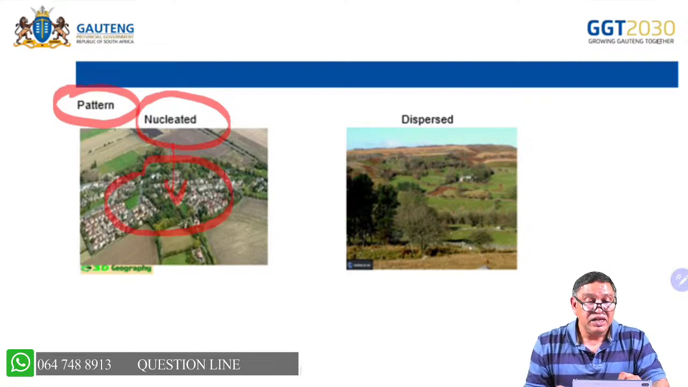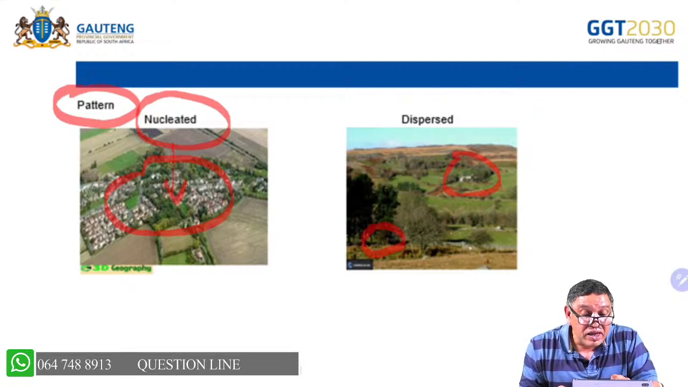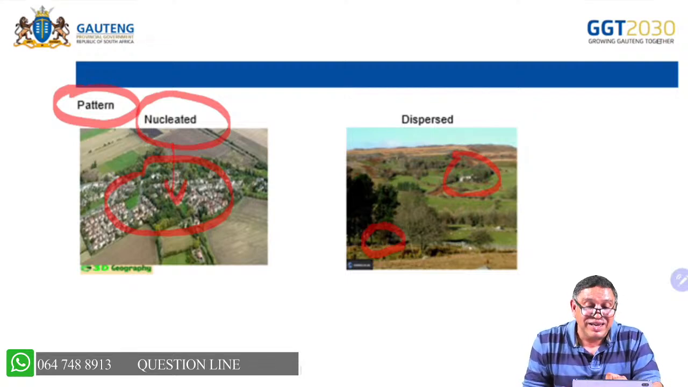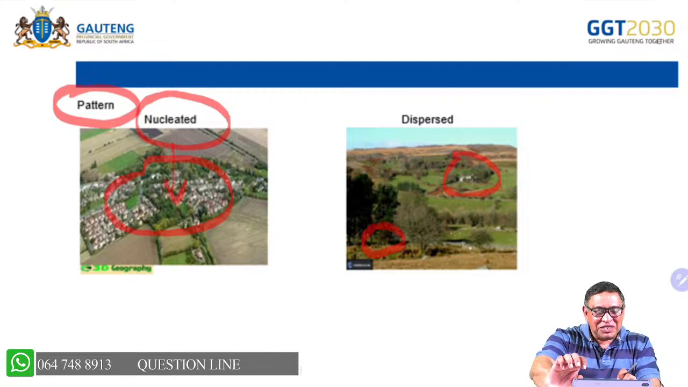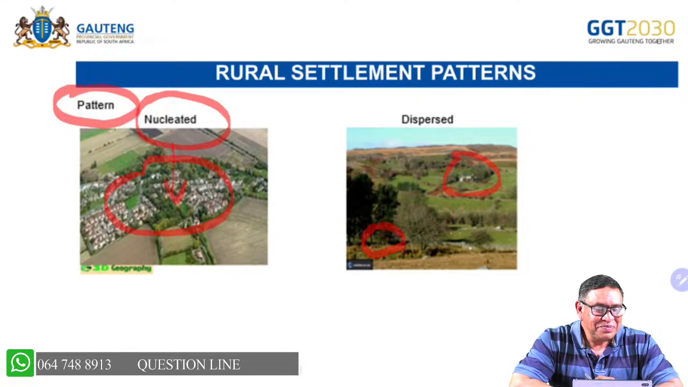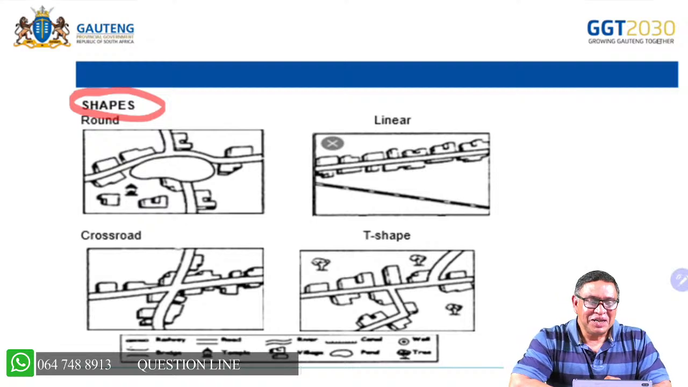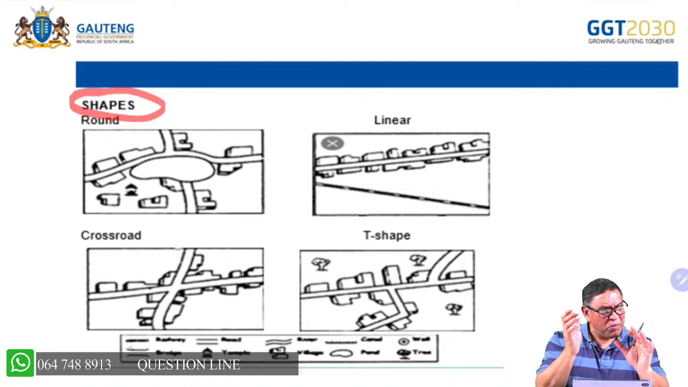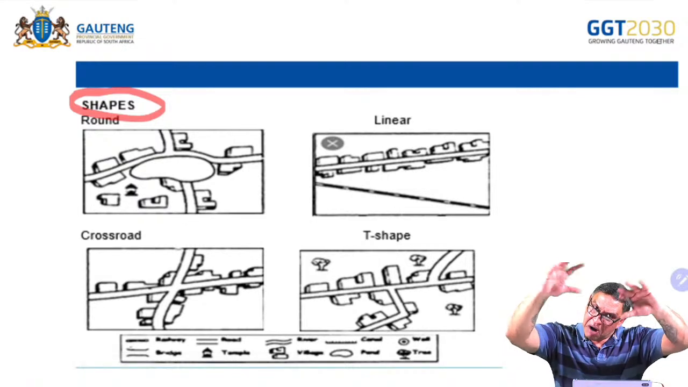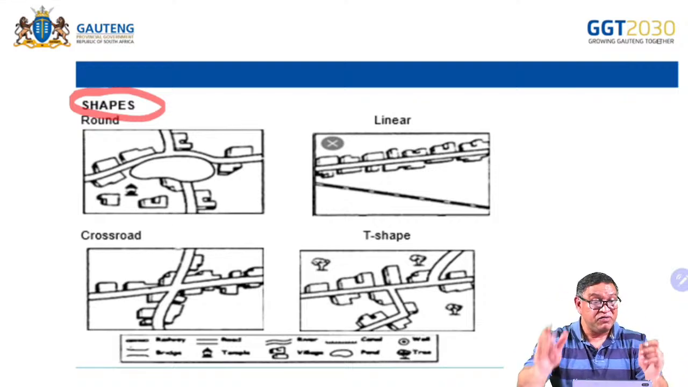Can you see it here? And dispersed is when the buildings or the farmhouses are far apart. It's farmsteads that are far apart. So again, pattern: dispersed, nucleated. Let's go on. Then we look at shapes. You need to associate it immediately. On so many occasions when we mark papers, we find people mix this up. You need to know it clearly and visualize it.